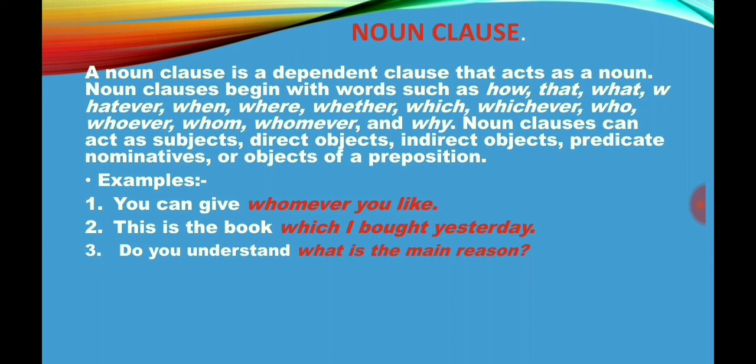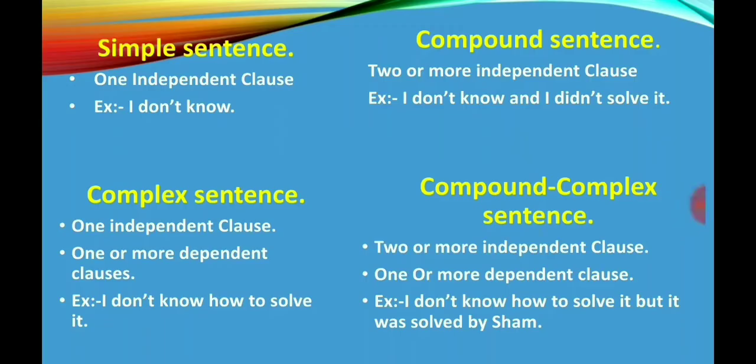In these three examples, the red italicized words, sentences are called dependent clauses, and the other sentences are independent clauses or main clauses. Now in this chart you are going to identify simple sentence, compound sentence, complex sentence, and compound complex sentence structures. First one, simple sentence. It contains one independent clause. Example, I don't know.